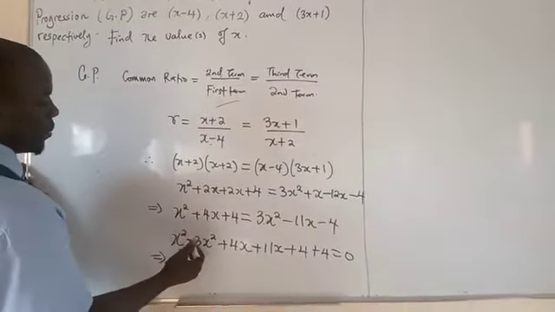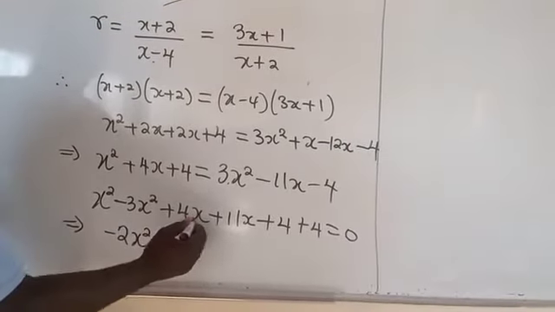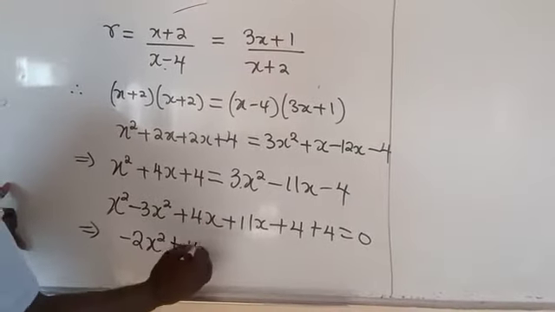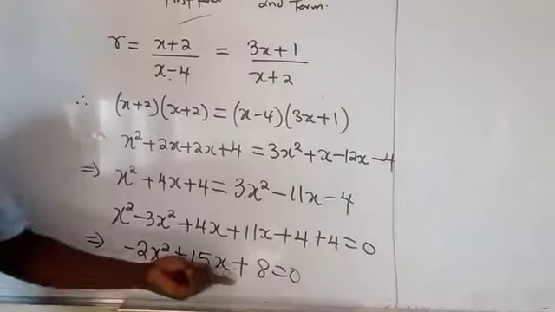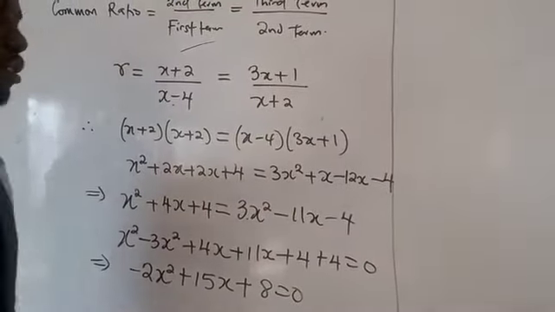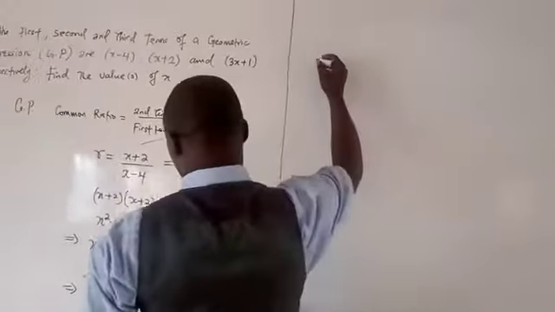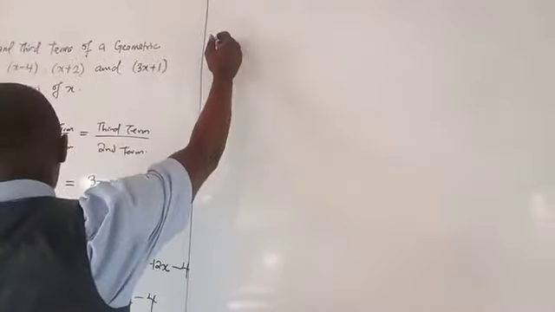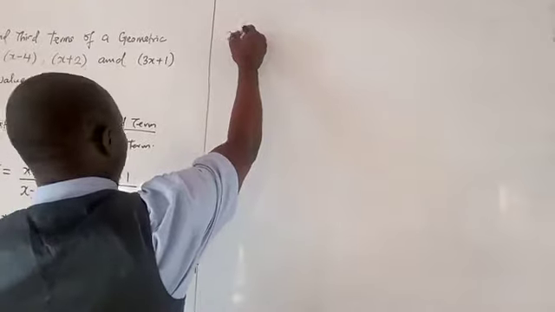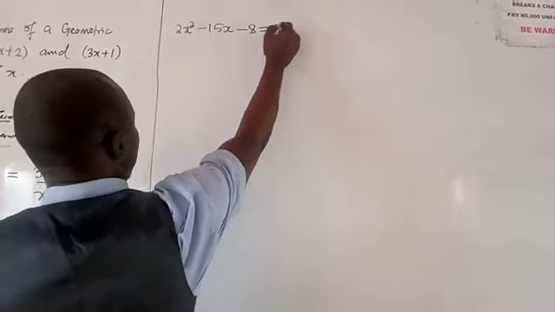So let's simplify this. x squared minus 3x squared is minus 2x squared. 4x plus 11x is 15x. And plus 8 equal to 0. Now we are going to solve this quadratic equation and see the values of x, which are the roots of the equation. But before then, let's multiply all through by minus 1. Multiplying all through by minus 1 becomes 2x squared minus 15x minus 8 is equal to 0.